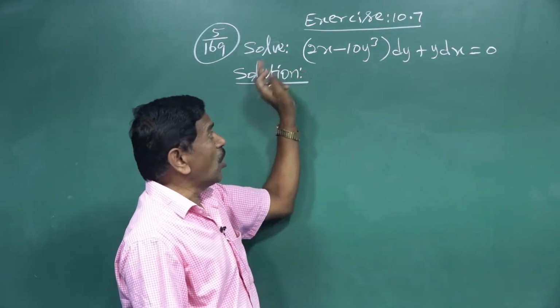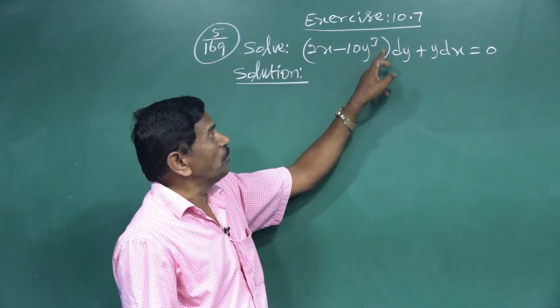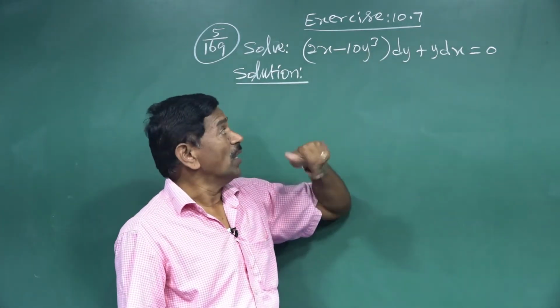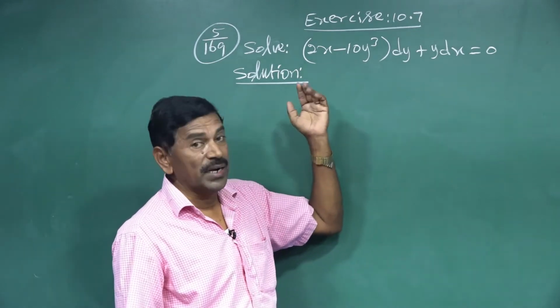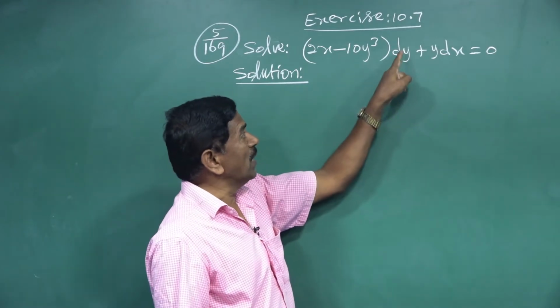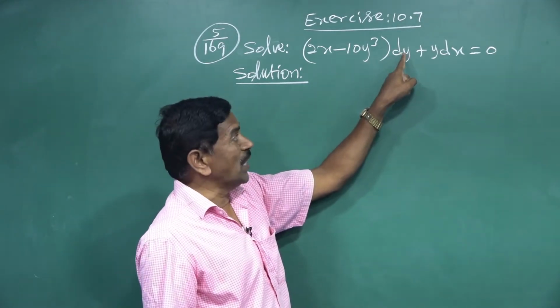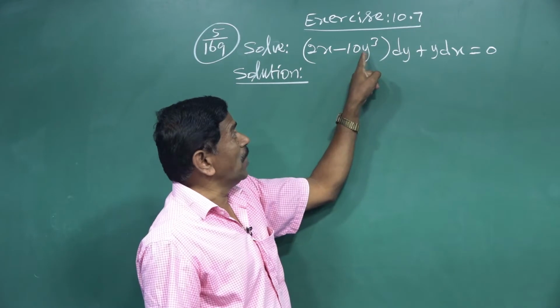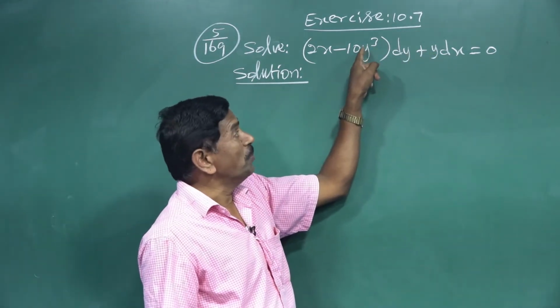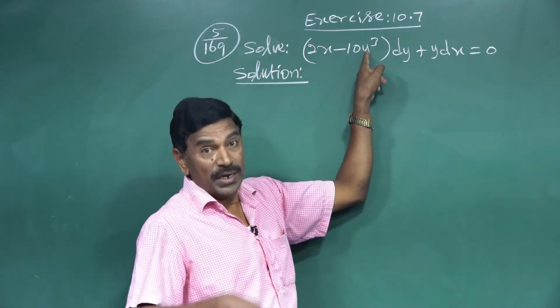Solve the equation: (2x minus 10y cube) dy plus y dx is equal to 0. Now I want to identify whether it is linear in y or linear in x. Listen, using pencil, the differential of y. Here y cube is available with dy, so because of y cube, this is not linear in y.